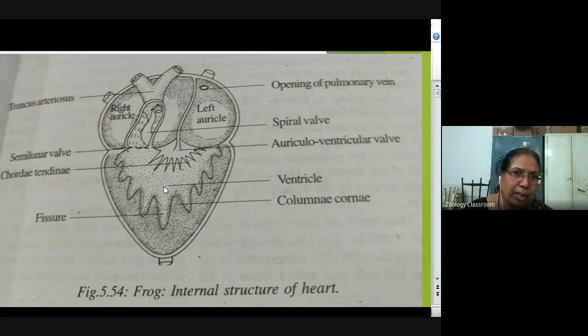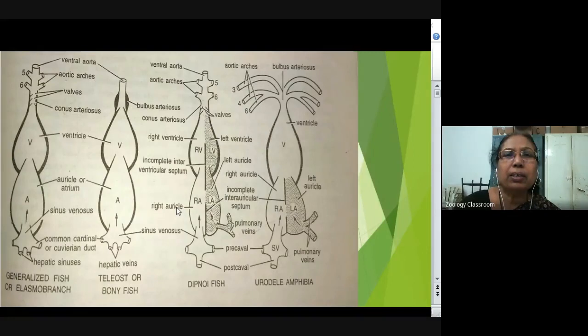The frog heart is conical in shape, three-chambered, with incomplete circulation. These auriculoventricular valves, on the right side and left side, are also similar. In the next, this is the dipnoid, the lungfish.